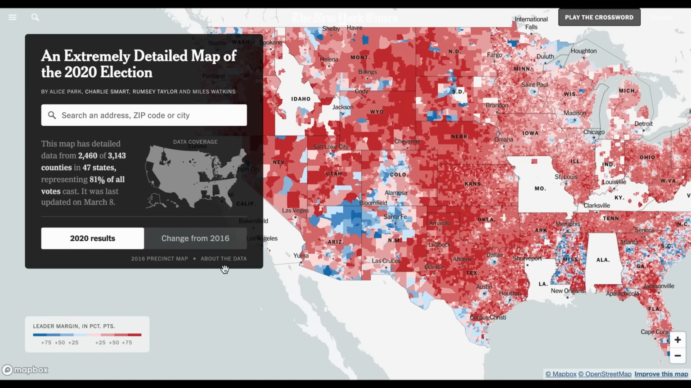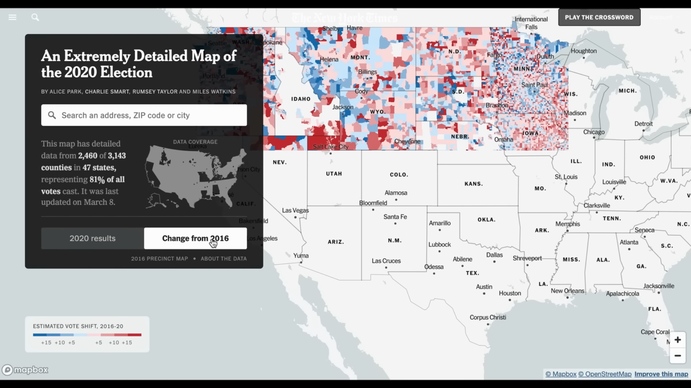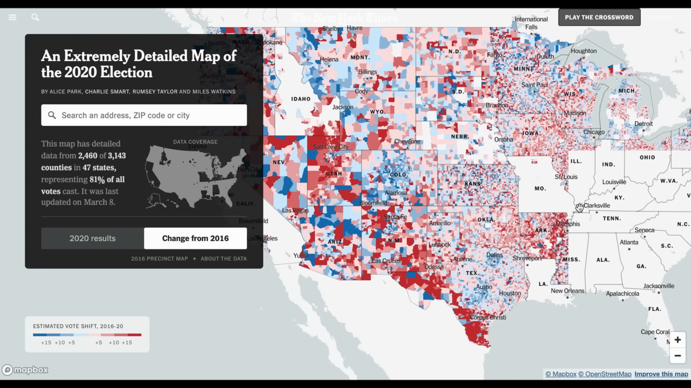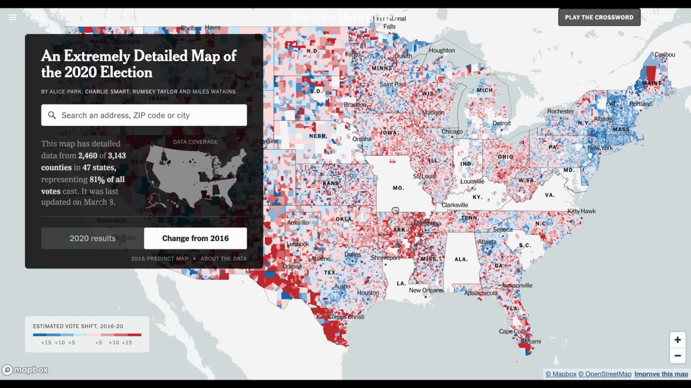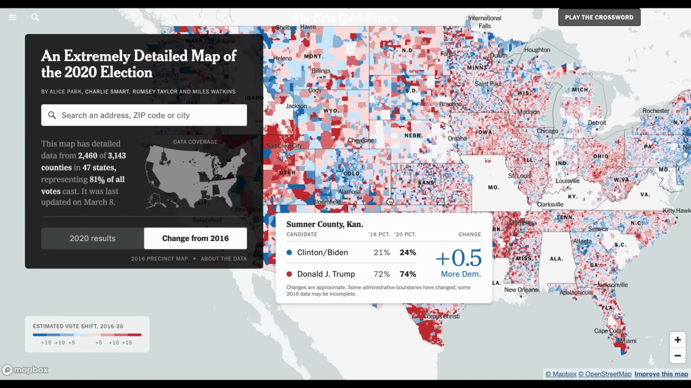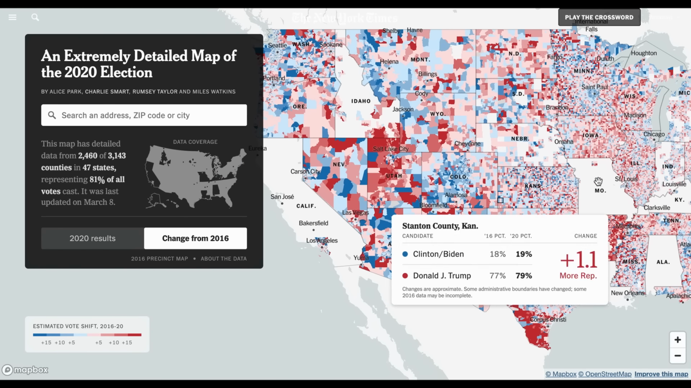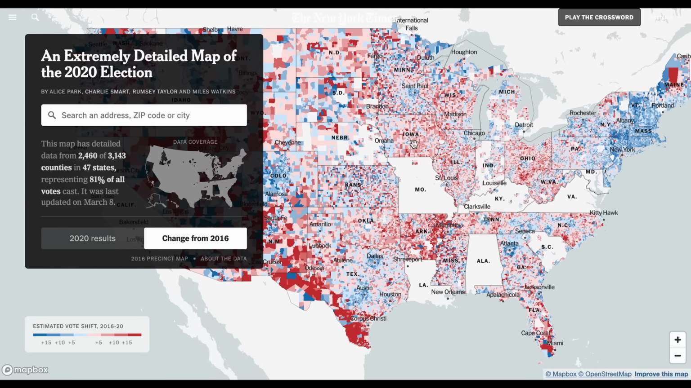In addition, it contains a button that allows you to toggle between it and another map, one which has calculated the differences in each precinct between 2020 and 2016, and shows whether that specific precinct or county has trended either more Republican or more Democratic between the two elections.